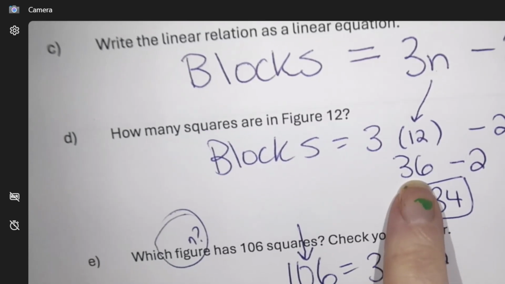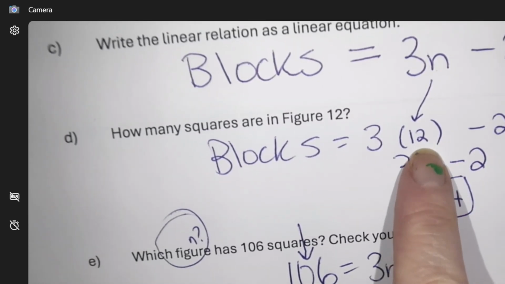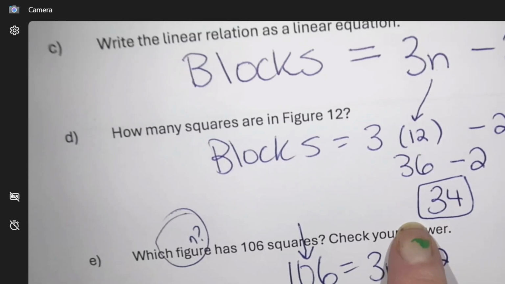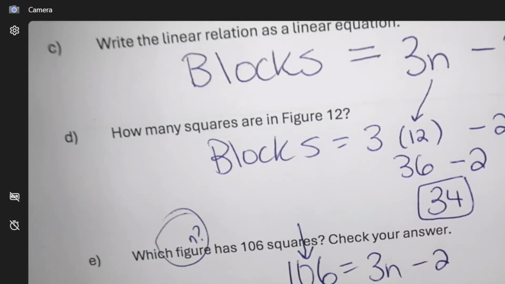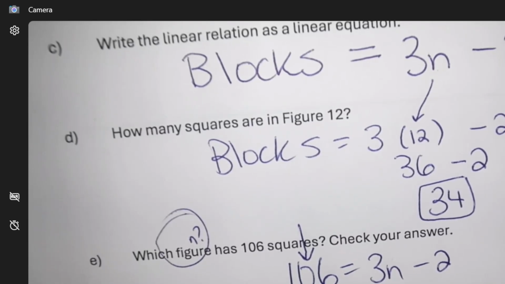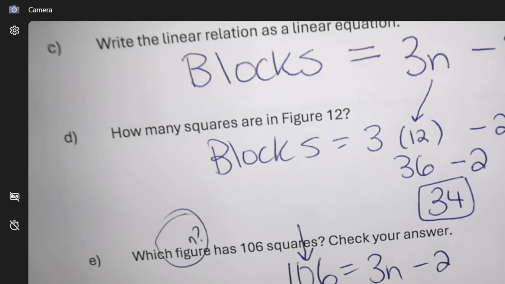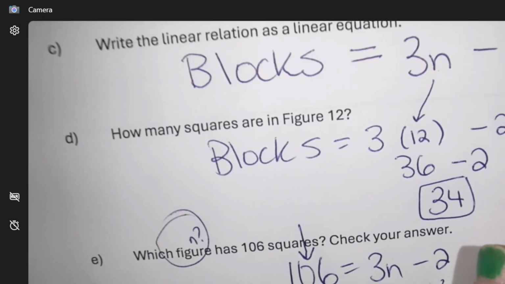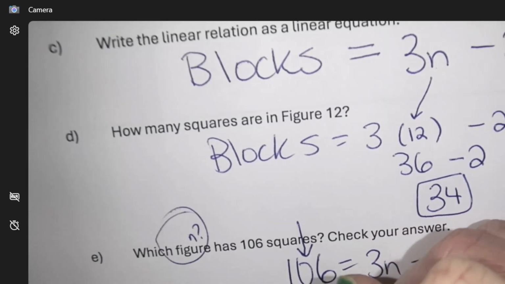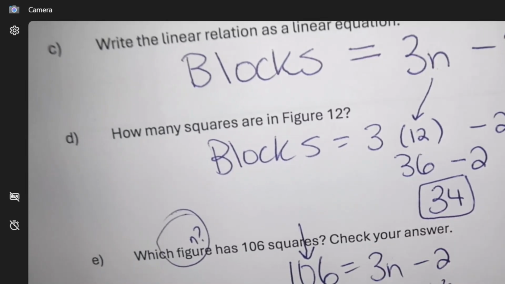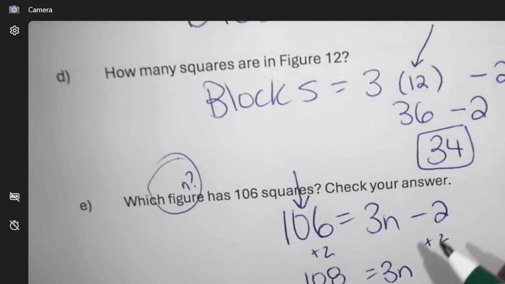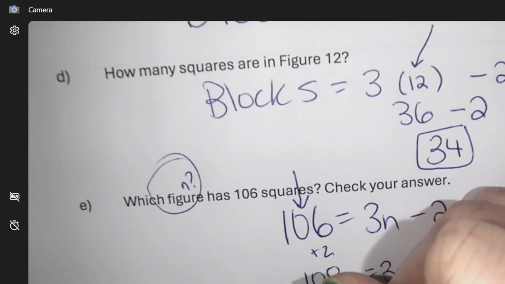Okay, so this time was where I replaced the n. And now here I replaced the blocks because that's the info I was given. Does that make sense? You have to read and figure out where you want to substitute things. Okay, this is what we just did. Solving. So what do you want to do? Add 2 and divide by 3.